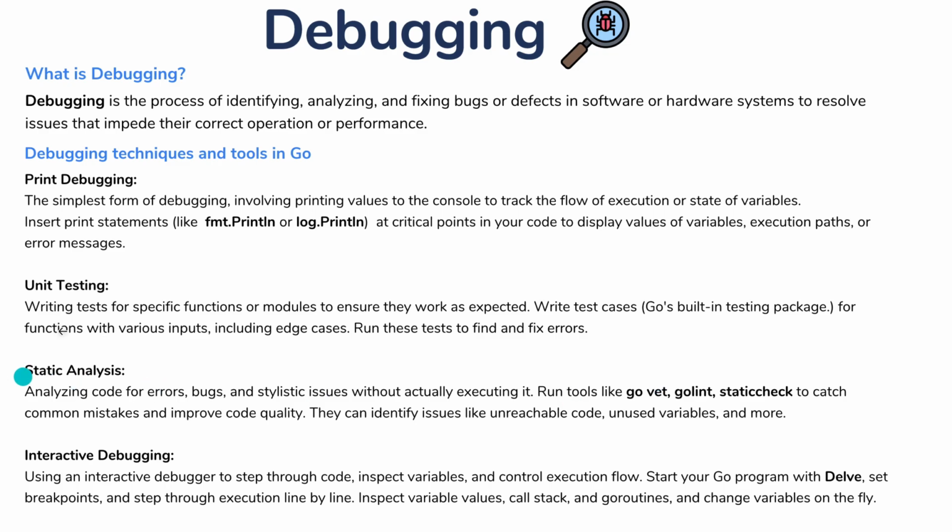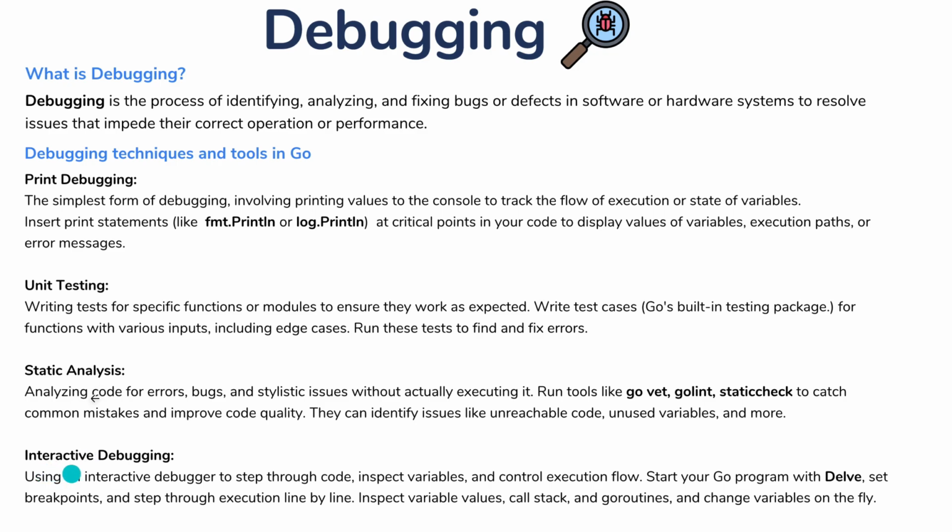Okay. Then static analysis. So analyzing code for errors, bugs and stylistic issues without actually executing it. We can utilize static analysis tools. And what are these tools? We can use tools like go vet, golint, staticcheck to catch common mistakes and improve code quality. They can identify issues like unreachable code, unused variables and more.